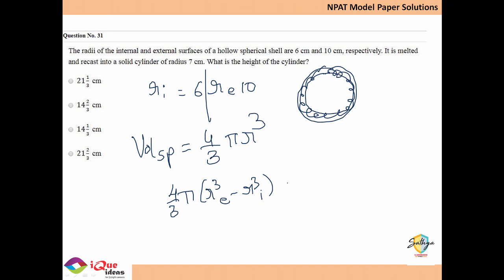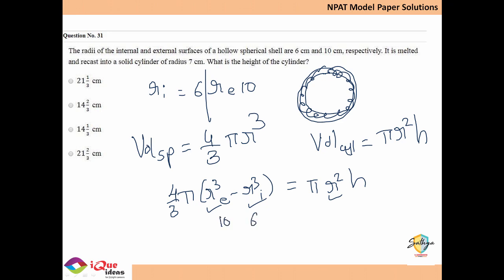And this volume is equal to the solid cylinder's volume. Volume of a cylinder is equal to pi r squared h. I have the values of Re, Ri and r, right? Re is 10, Ri is 6 and the radius of the cylinder is 7. So pi gets eliminated. Simplifying this gives me the value of h. So in this case, the value of h turns out to be 21 1/3.